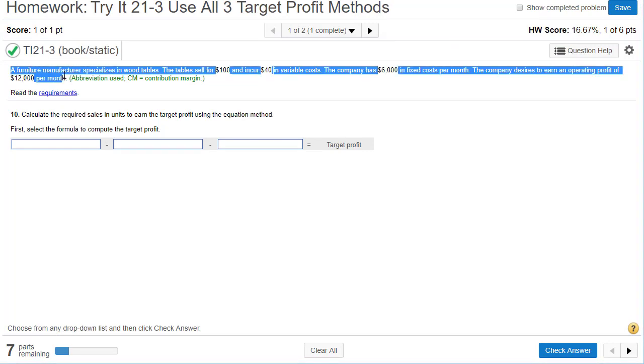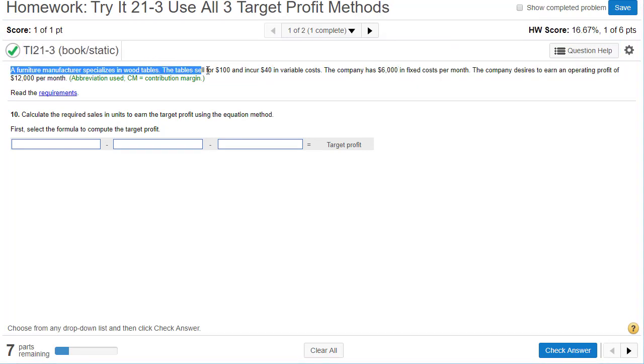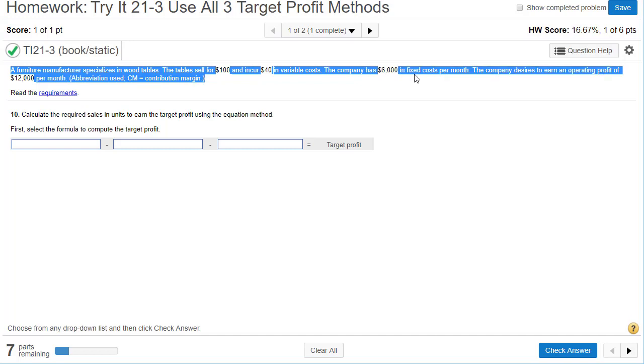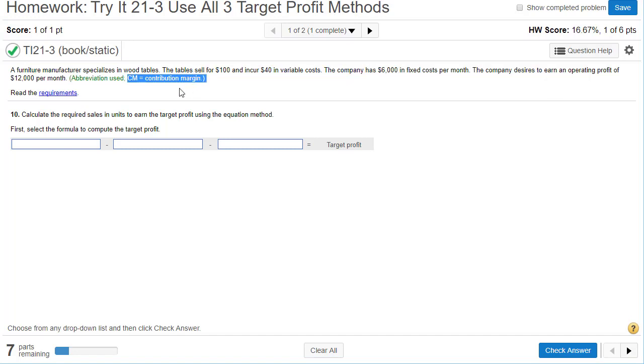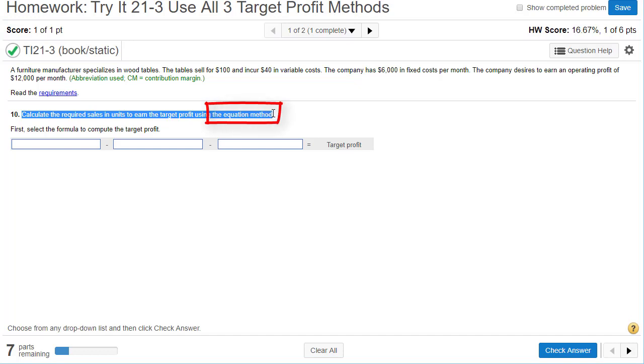So a furniture manufacturer specializes in wood tables. The tables sell for $100 and incur $40 in variable costs. The company has $6,000 in fixed costs per month. The company desires to earn an operating profit of $12,000 per month. Abbreviation UCM stands for unit contribution margin. All right, the first step: calculate the required sales in units to earn the target profit using the equation method.